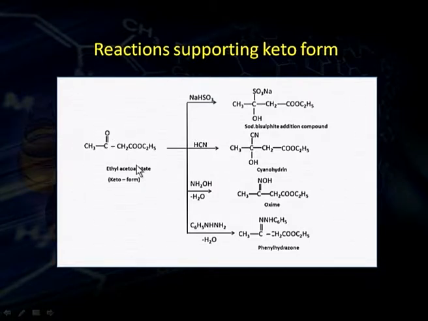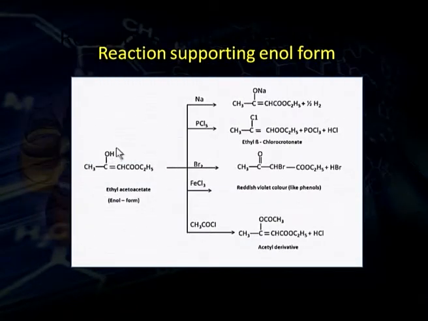At the same time, it also shows that it contains an enolic group, because when it was treated with sodium metal, ethyl acetoacetate liberated hydrogen, which indicates that it contains enol. Again, when it was treated with PCl5, it formed ethyl beta-chlorocrotonate, and it also discharged the color of bromine, which shows that it contains unsaturation.